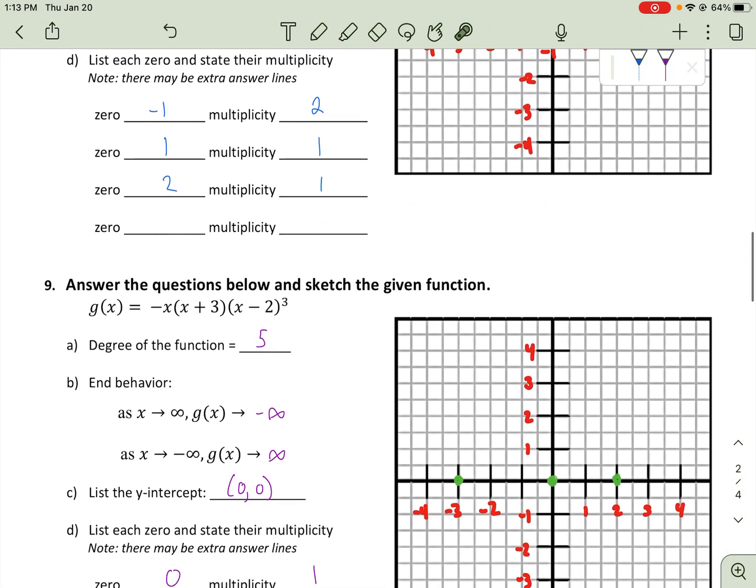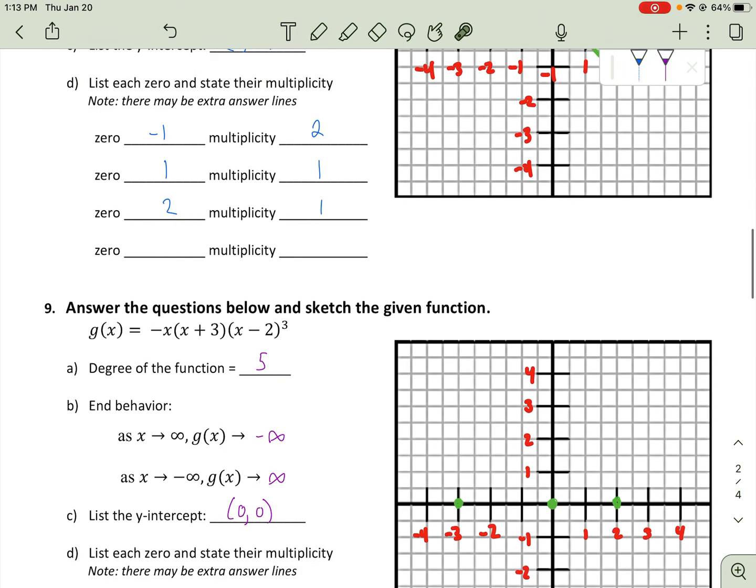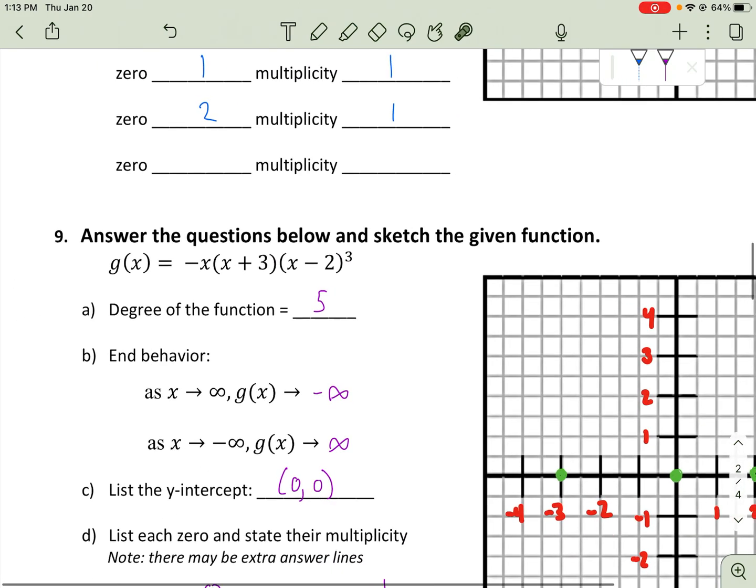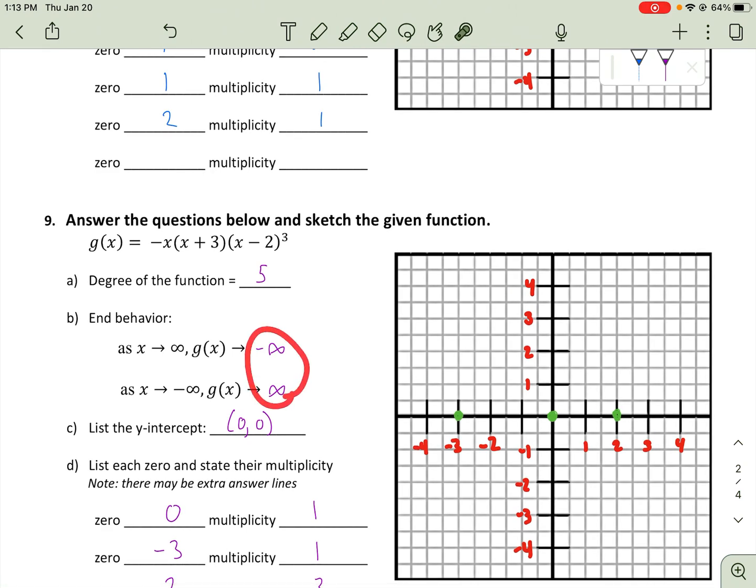All right, and then number 9, same kind of question. Our degree is going to be, there's actually a 1 from this, because this is x to the first. Then you have another first power right here, so that's 2, plus 3 more here would give us 5. So our degree is 5. That tells us our end behaviors are automatically opposite.